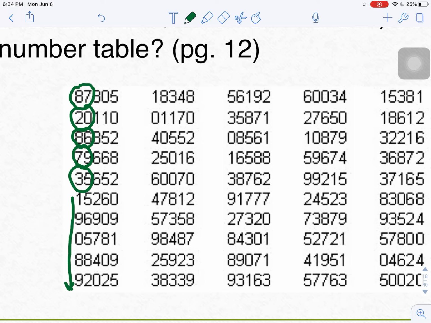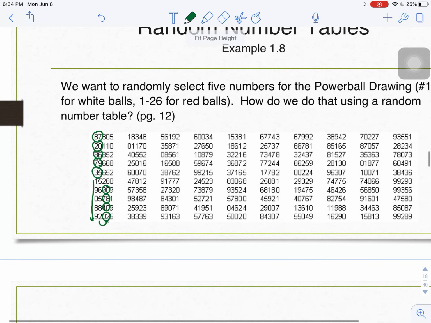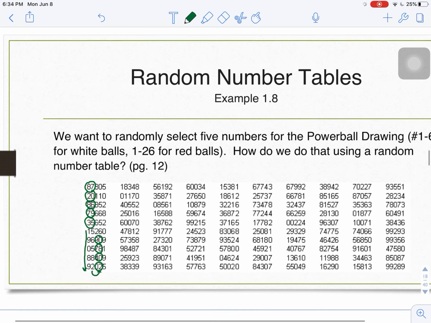Say, for example, I went all the way down. So here I got all the way down, I selected 10. If I want to select 11, then I'm going back up. So I have 2, 40, 78, 90.